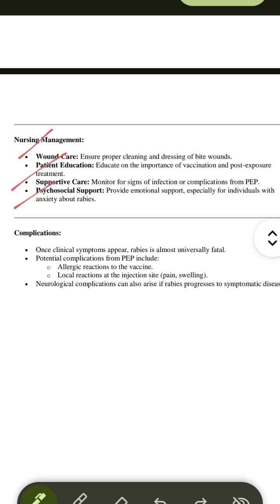Next are the complications. Once clinical symptoms appear, rabies is almost universally fatal. Potential complications from PEP include allergic reactions to the vaccines and local reactions at the injection site, such as pain and swelling. So these are the complications of rabies.